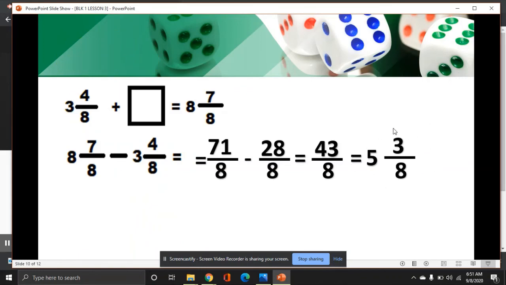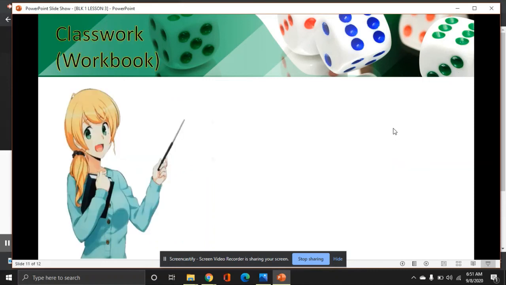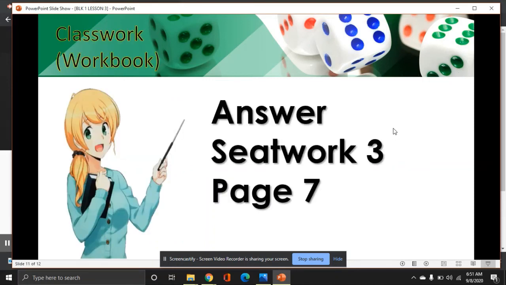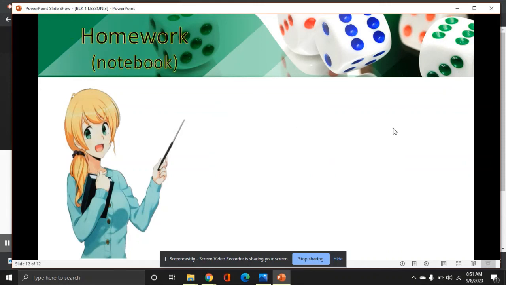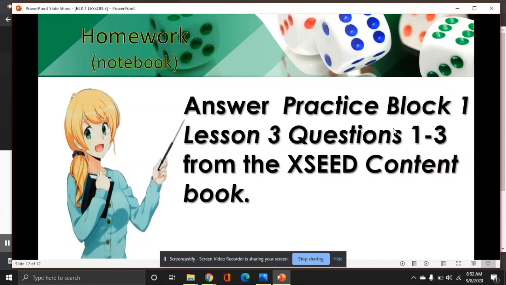5 and 3 over 8. So now that you know how to add mixed numbers using the rules of like and unlike fractions, you can now proceed to answering your workbook. Seatwork number 3, page 7, and do not forget to answer your practice questions, block 1, lesson 3, questions 1 to 3 from the exit book or content book.